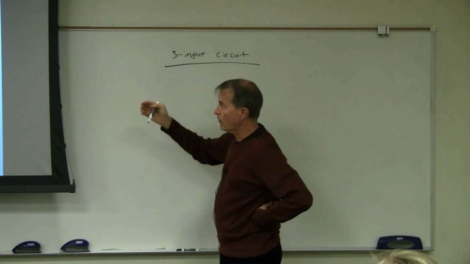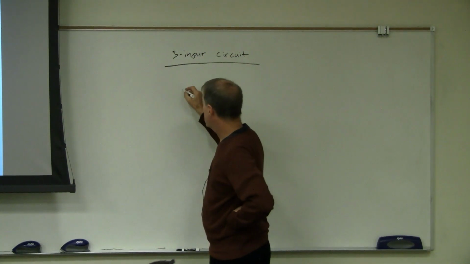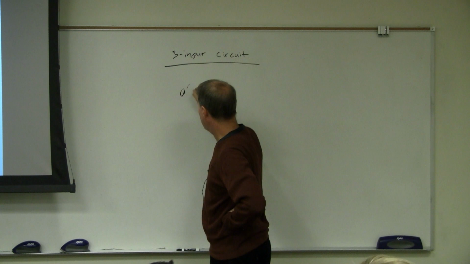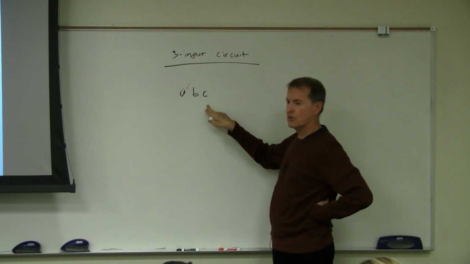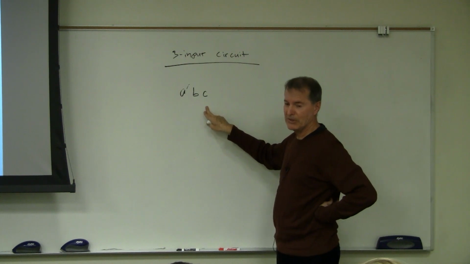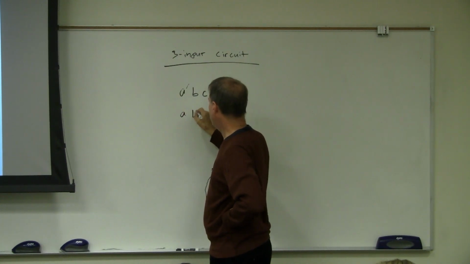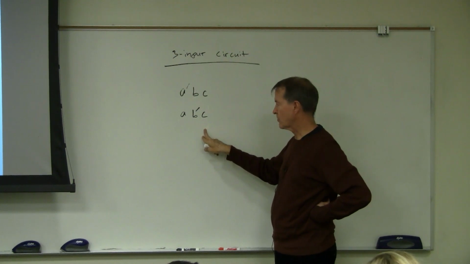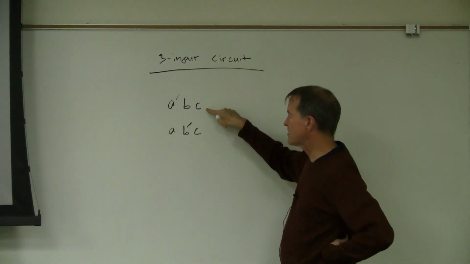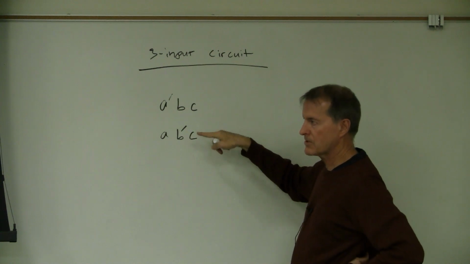Now, what is the definition of the distance between two min-terms? Let me ask you a question. A prime, B, C. Is this a min-term, yes or no? Yes, it is. We know this now. What about the min-term A, B prime, C? This is a min-term too. And what's the distance between this min-term and this min-term? 2.